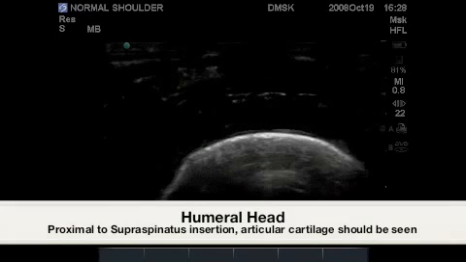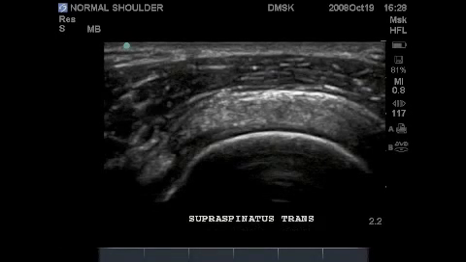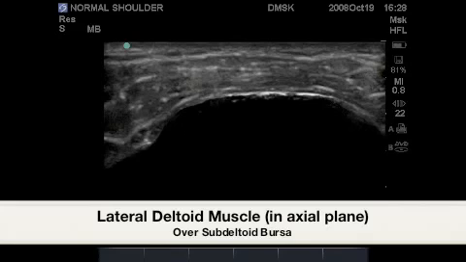Highlighted here is the humeral head proximal to the supraspinatus insertion. The black rim is the articular cartilage. The lateral deltoid muscle will run in cross-section as well at this level.